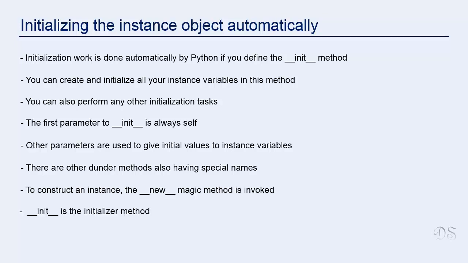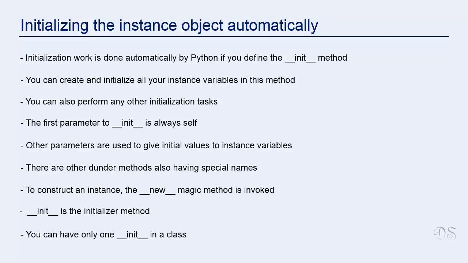This dunder init is the initializer method. It is called immediately after the instance is created. It is the first method that is called on the newly created instance object. The self parameter passed to this method refers to the newly created object. So this method does not construct the instance object. It initializes an already constructed instance object.